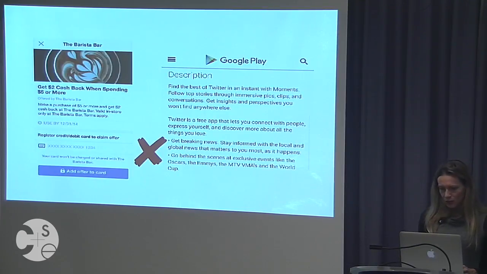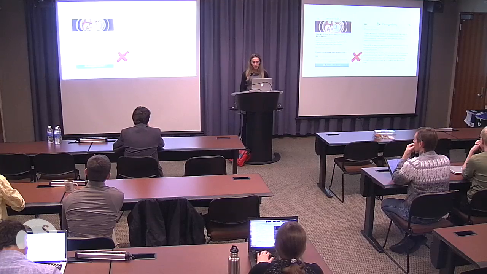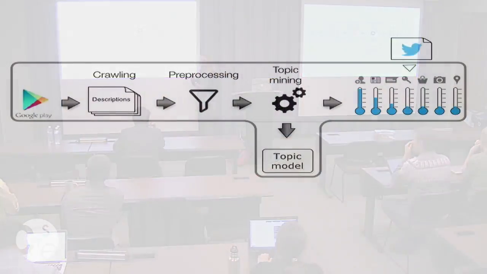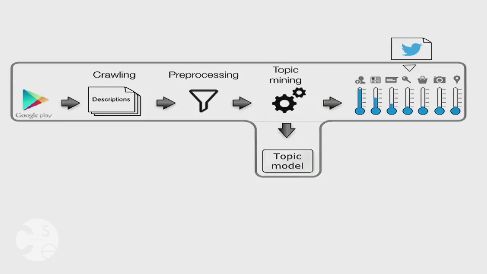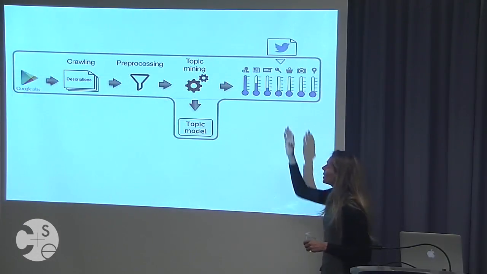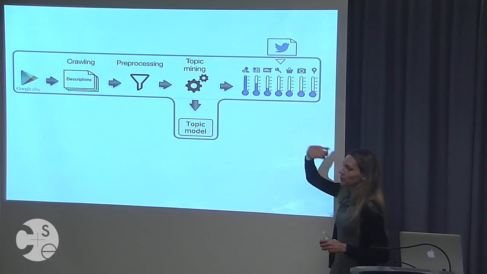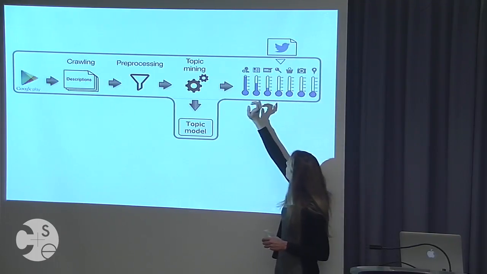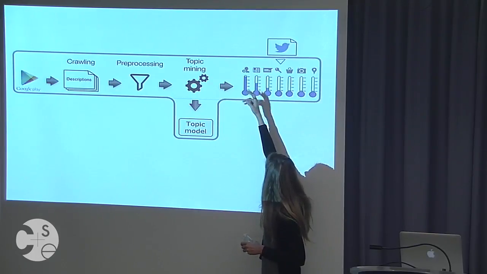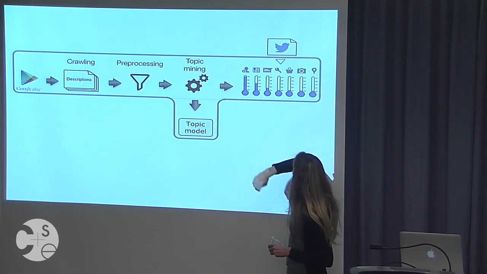So let's see what is the technique that we developed to find this kind of mismatch. As in the previous works, we start by crawling a large number of applications. We do some pre-processing on the description of the application, and then with LDA as a topic modeling technique, we build a topic model, just exactly as I told you before. For each application, we end up with a probability of the application belonging to different topics. So for instance, Twitter is mainly about news, social, messaging, and so on.